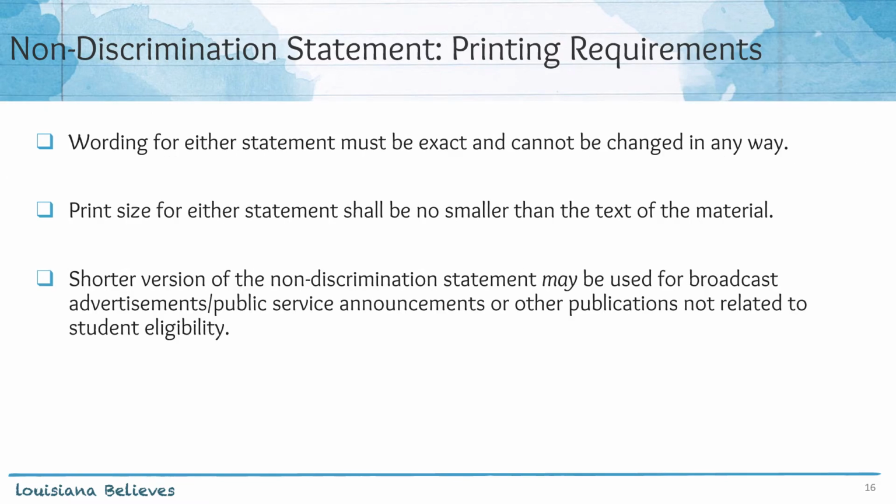Non-Discrimination Statement printing requirements. There are a couple of requirements when printing the Non-Discrimination Statement. The first printing requirement is that the wording for either statement cannot be changed. The second printing requirement is that the print size cannot be smaller than the text of the material. Also note that in auditory presentations, such as public service announcements, the shortened version may also be used.